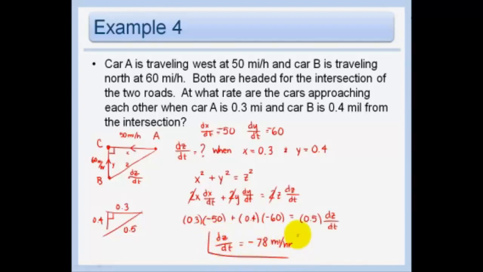Now please, before you box your answer, think about it. Are the two cars getting closer together? Yes, they are. Should the sign be negative? Yes, it should. Alright, now we can box our answer and feel safe to say, I'm done.